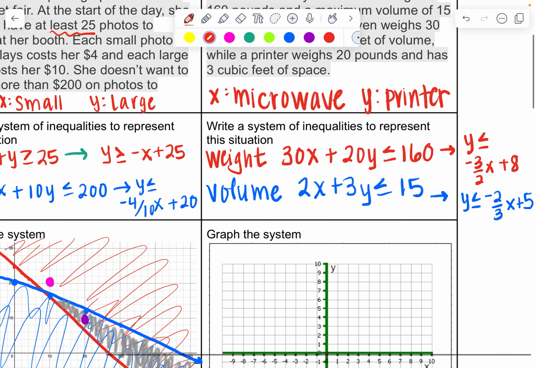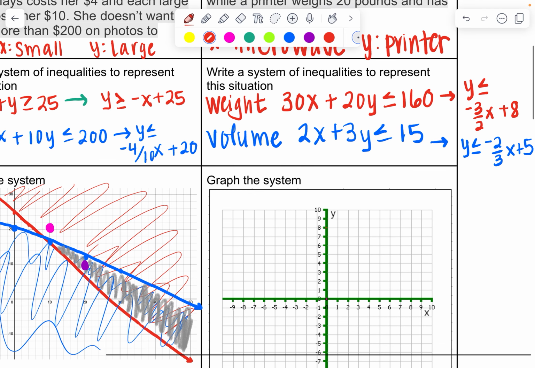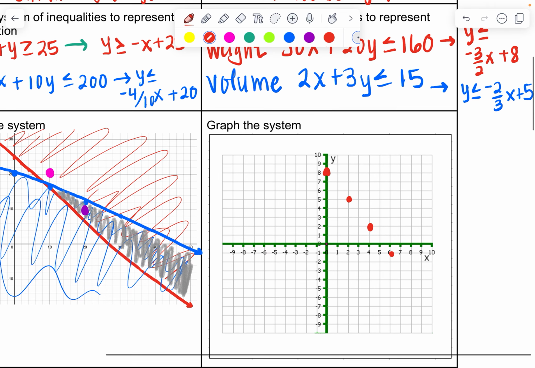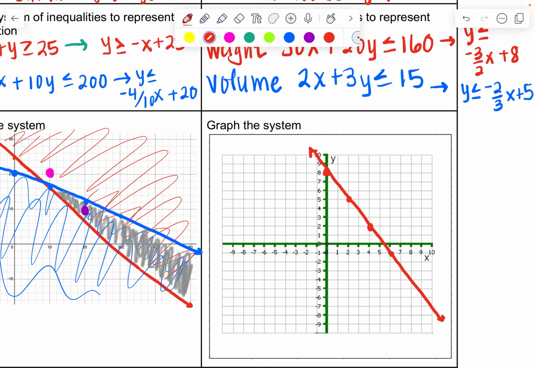So if I graph my red one, the weight, we have a y-intercept of 8. Slope is negative 3/2. One isn't quite through my points. Let's try that again. There we go. And it has to be less than that, so we'll shade on this side of the line.